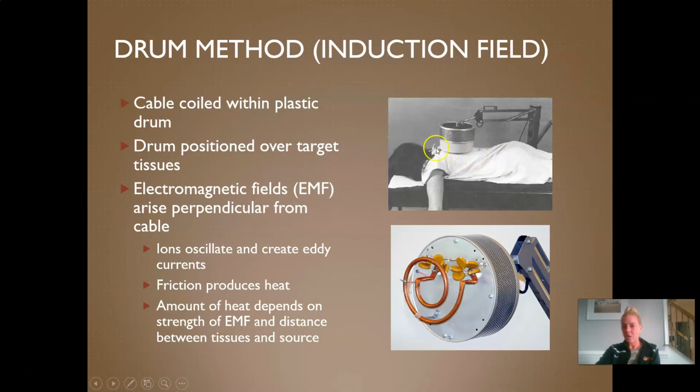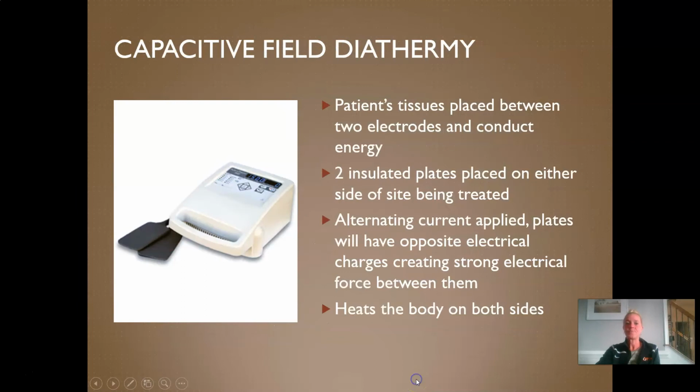We do usually put a towel or pillowcase or something to serve as a protective barrier. This is capacitive field diathermy. It looks a little bit more like e-stim, where the patient's tissues are placed between these two plates, basically. They're placed on either side of the site that's being treated, and then an alternating current is applied.